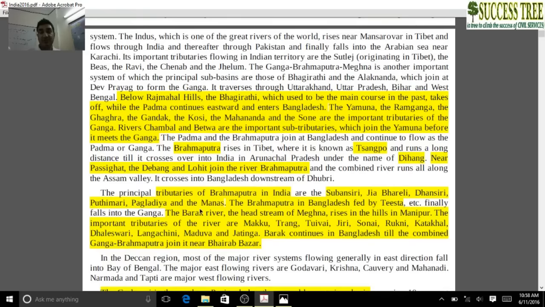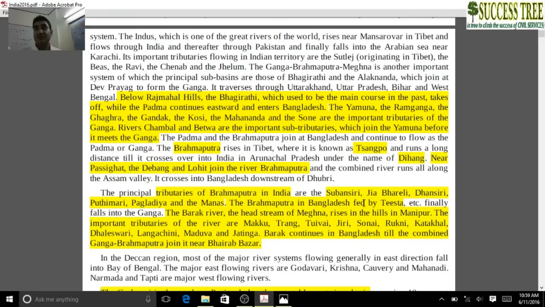You see the next paragraph, Subansiri, Jia Bhareli, Dhansiri, Puthimari, Pagladiya and Manas. These are the tributaries in this plain region, Brahmaputra plain. Then in Bangladesh, the tributary is Teesta. So it is an important question, Teesta. Now Teesta joins Brahmaputra. Now you know this thing. But where does it join? In India or in Bangladesh? In Bangladesh it joins. So it comes out from Sikkim, flows into Bangladesh, meets Brahmaputra river there.